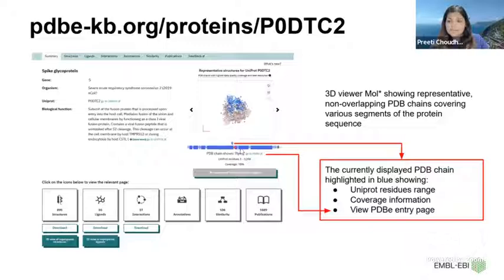Here, the currently displayed PDB chain is highlighted in blue, and you can see the details of the PDB chain. You can see the UniProt residue range which it covers, along with its coverage in percentage. For this particular PDB entry, you can go to the PDBe entry page from this button.